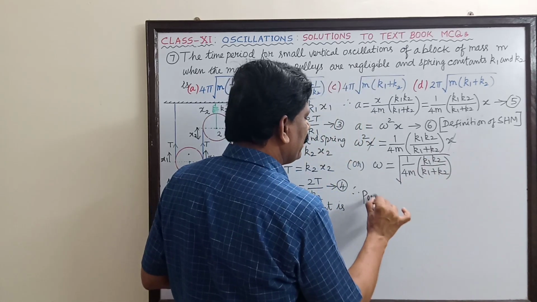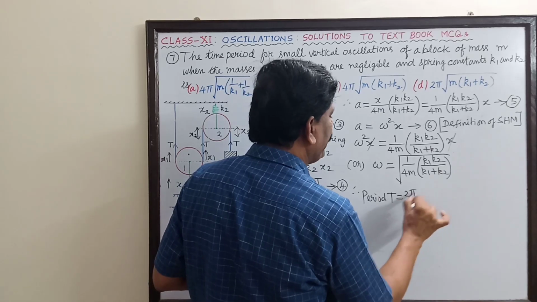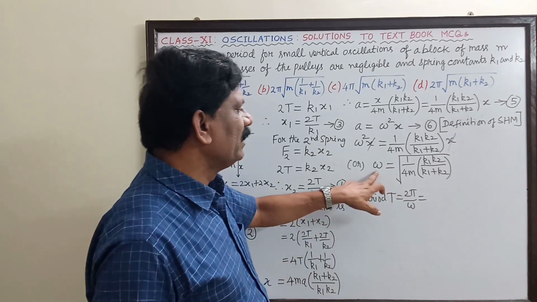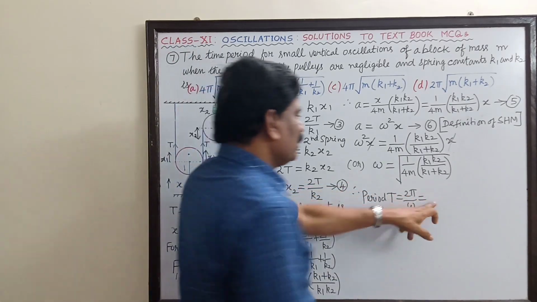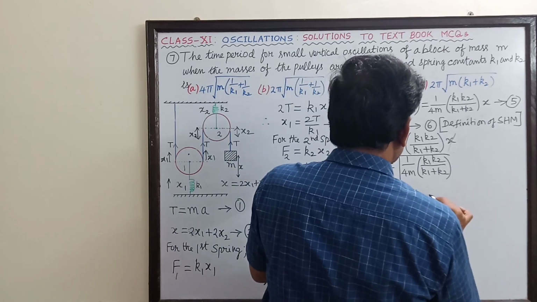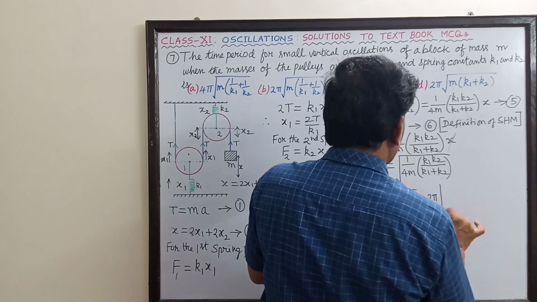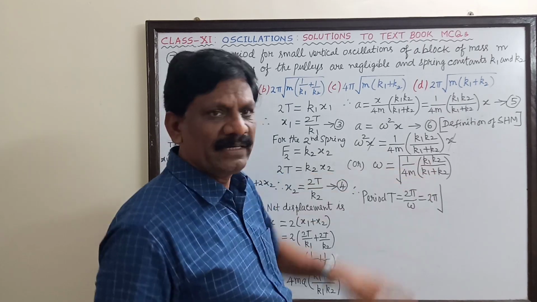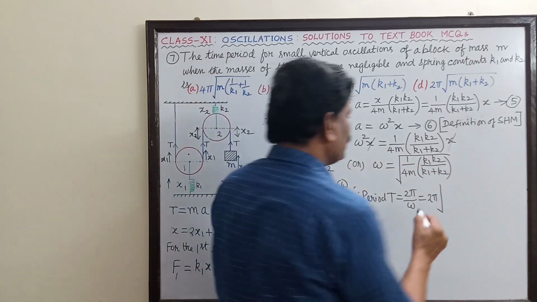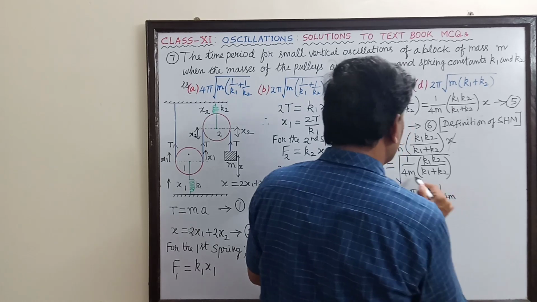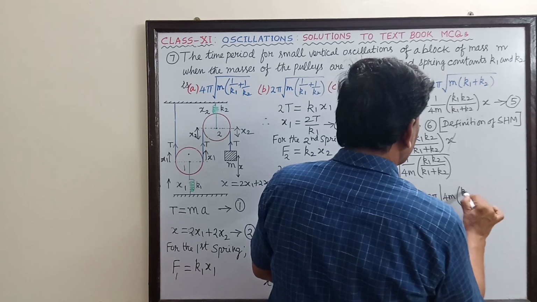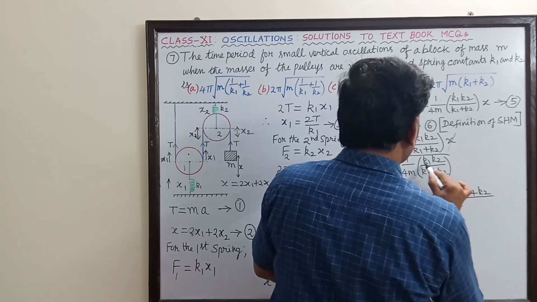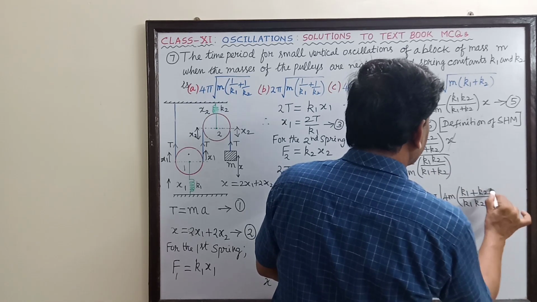Therefore, period T is equal to 2 pi divided by omega. So 2 pi is retained and the reciprocal of omega I am going to write here. So this is now equal to 2 pi into square root of, omega is in the denominator, students. So here the terms on the numerator and denominator, we can take the reciprocal and write. So this 4m is going to the numerator, into k1 plus k2 divided by k1 k2. So this is the expression.